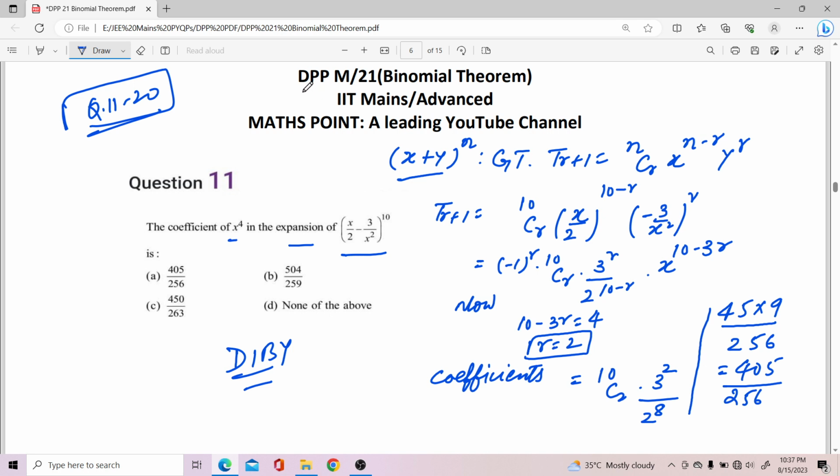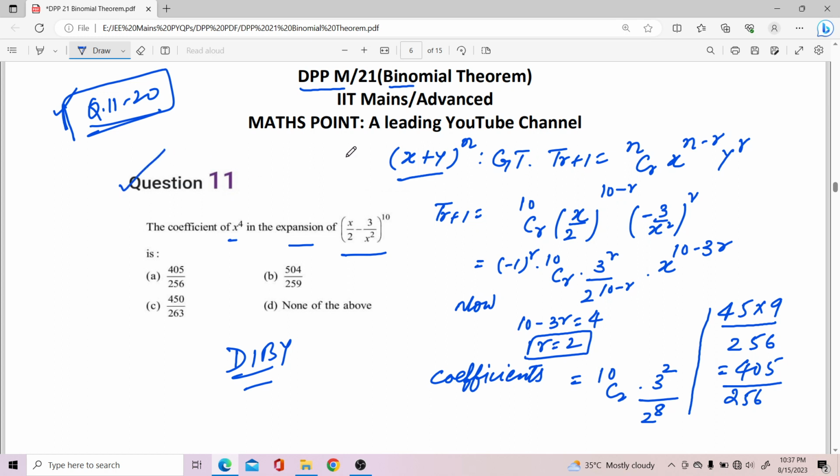So in today's video we will be discussing DPP-21, which is based on binomial theorem. We have already discussed the first part of this DPP, that is from question number 1 to 10. In this video we will be dealing with question number 11 to 20. So without delay, let's start with the discussion with question number 11.